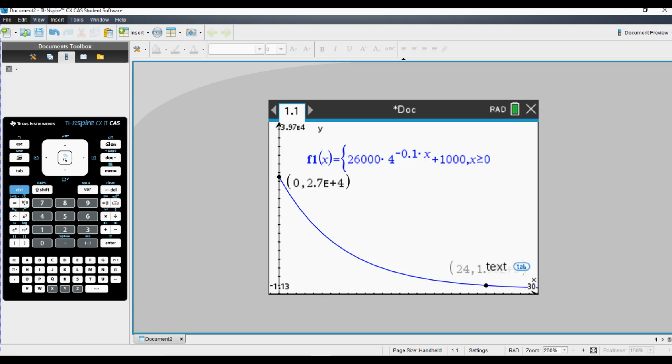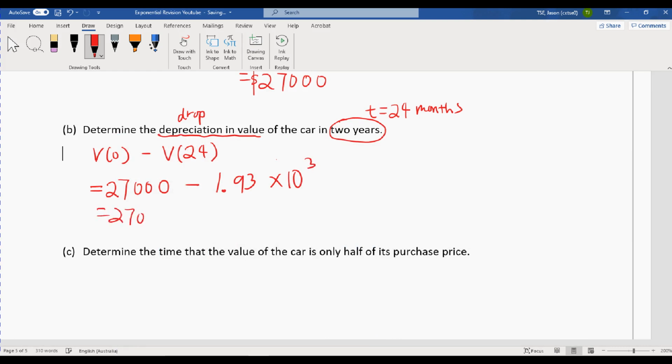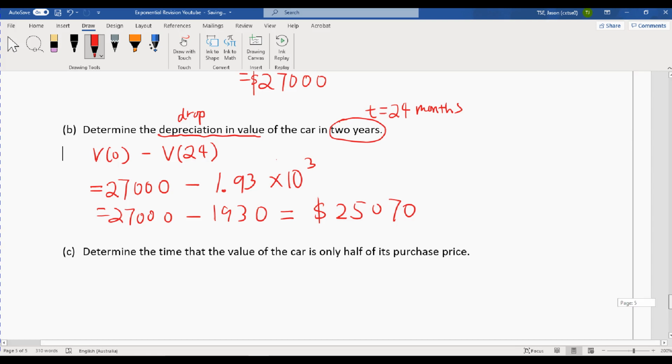So now the y value is 1.93 times 10 to the power 3. All right, so let me copy this: 1.93 times 10 to the power 3. Okay, and you could do that in your calculator, right? You could just do the calculation in your calculator, but I've done the calculation by myself. So that would be the answer. So the depreciation in value is $25,070.